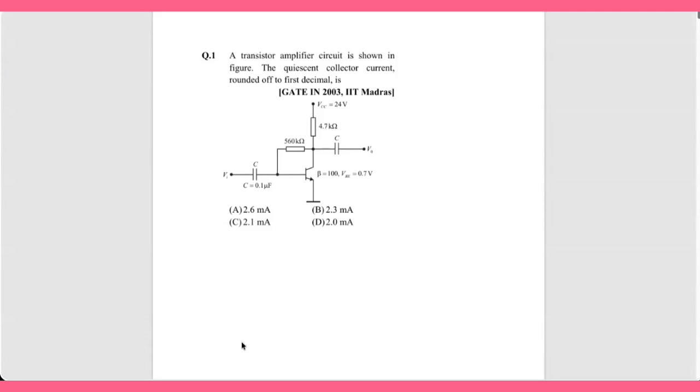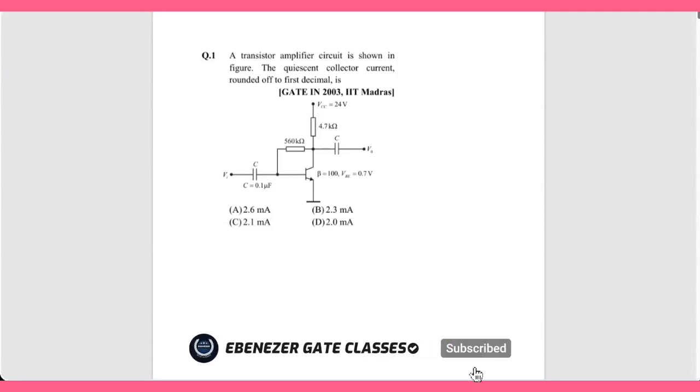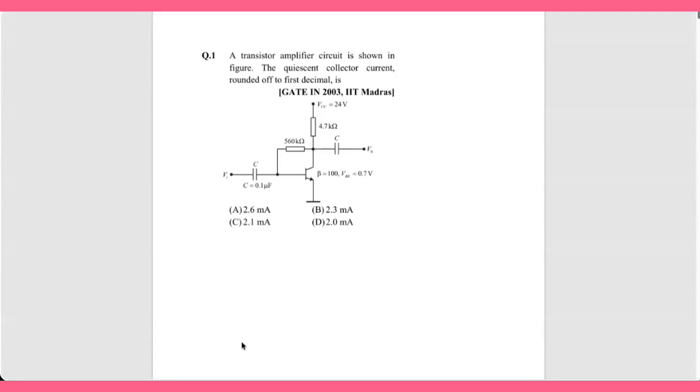Now we will do this problem, which is an analog circuit problem that appeared in Gate 2003. A transistor amplifier circuit is shown in the figure. The quiescent collector current, rounded off to the first decimal, is? Now we have to find out the quiescent current.